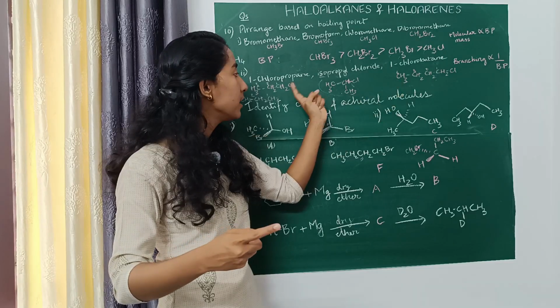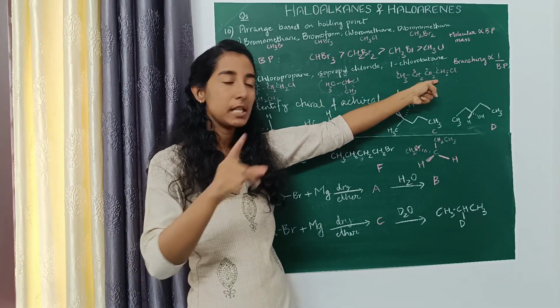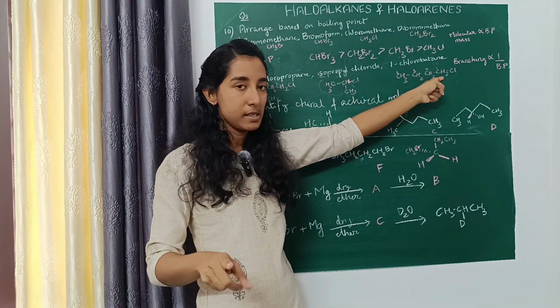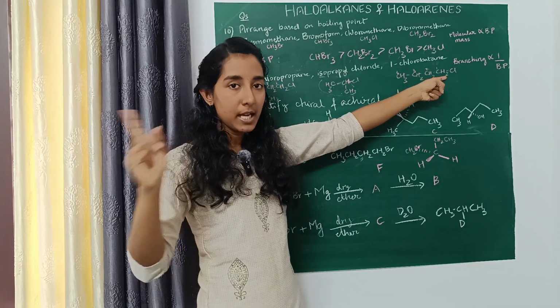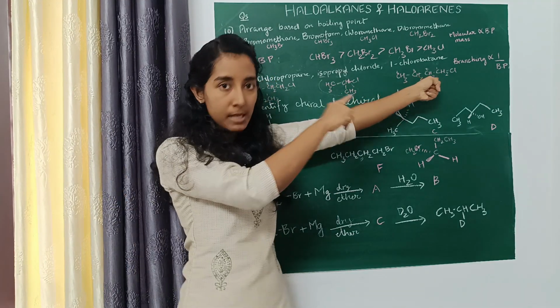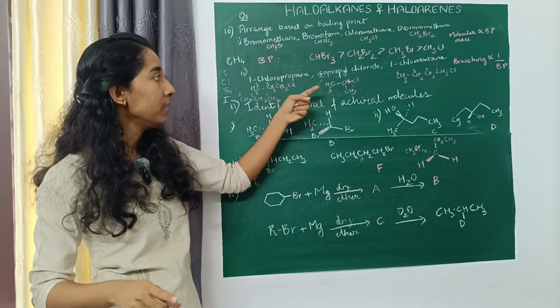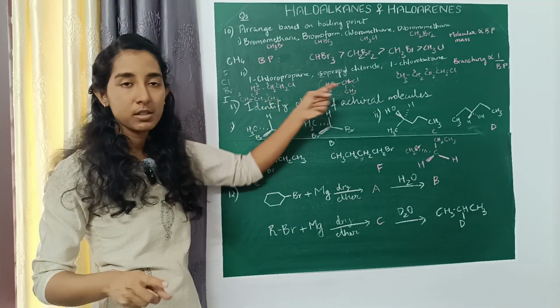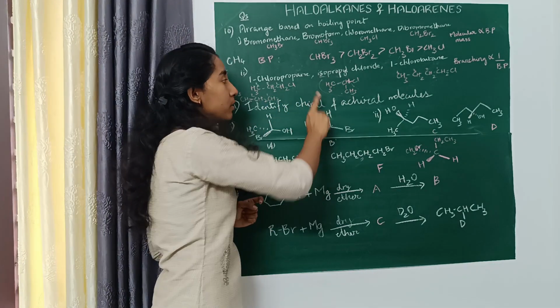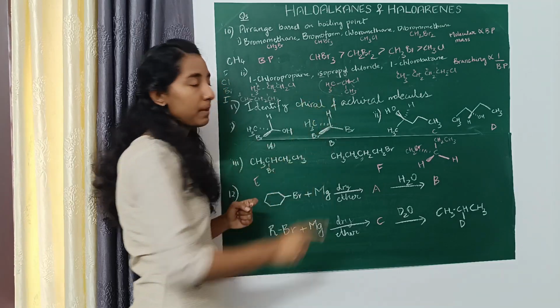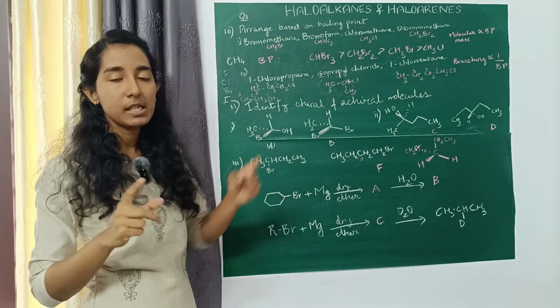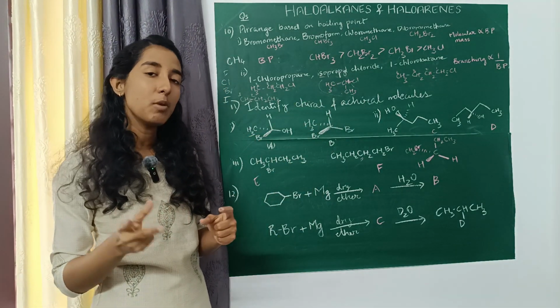And you compare these two, it has 4 carbon atoms, so basically it will have higher molecular mass. So basically this will have the highest boiling point among these 3. And then this will have the second highest boiling point, and the third, the lowest boiling point, will be for this compound, isopropyl chloride. What is the reason? Basically when you have branching, the boiling point decreases.